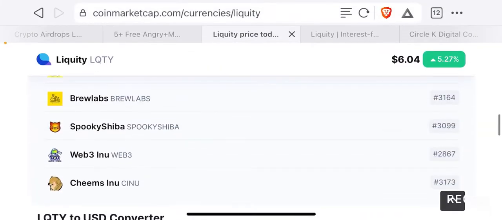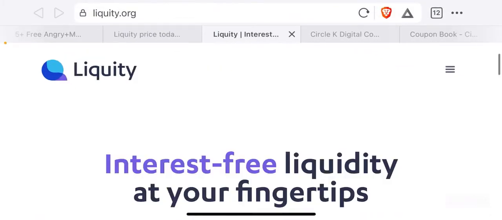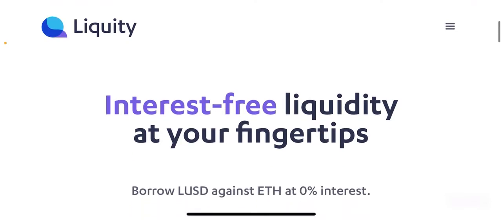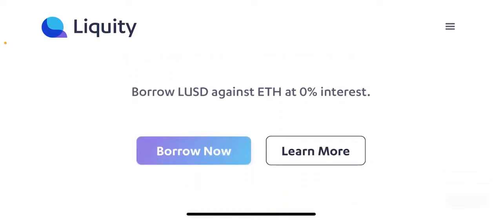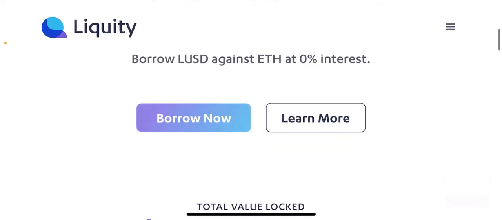So let's go to their website itself to see what else they talk about. Right off the bat, they have a pretty simple website, and again, I like their logo. It's pretty cool on the top left corner. So, interest-free liquidity at your fingertips. That's basically the main goal of this platform, right? Borrow LUSD against ETH at 0% interest. So if you have Ether and you want to borrow a stable coin such as LUSD, you can do that at 0% interest rate, and you can learn more by clicking on the learn more button here or click the borrow now button here, right?